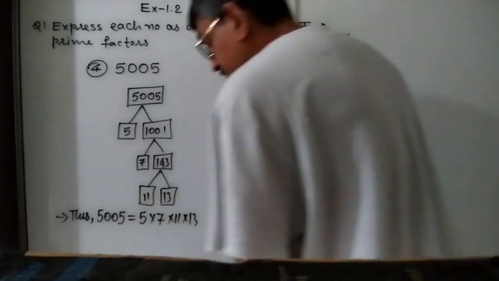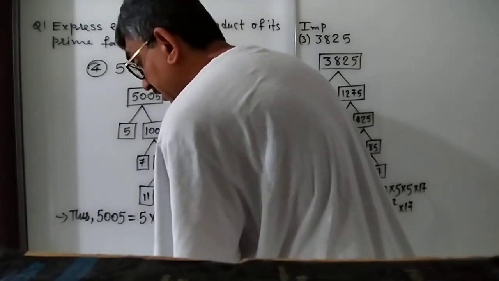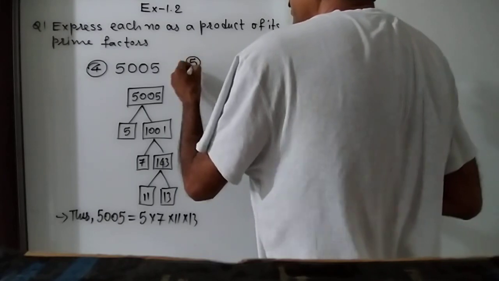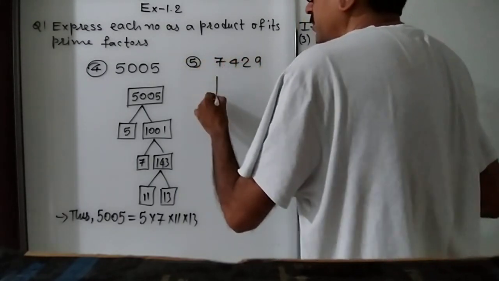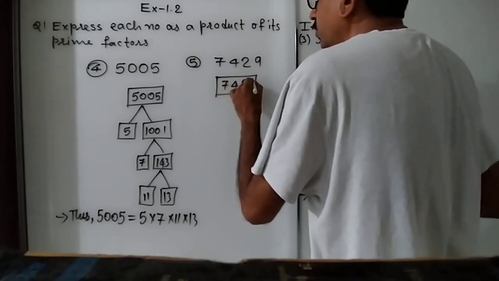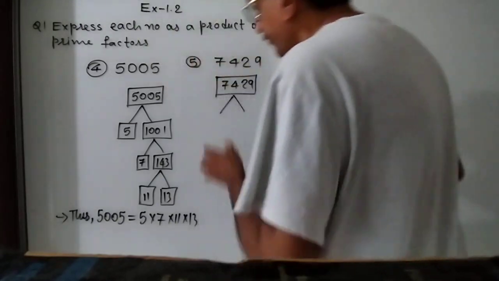Okay, let's go into the fifth sum. The fifth sum is 7429. This number is also a heavy number. 7429. Let's split it.